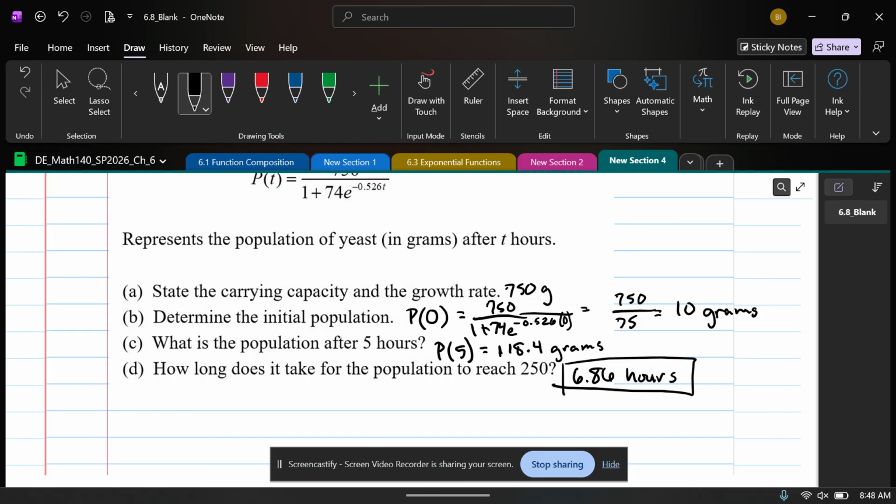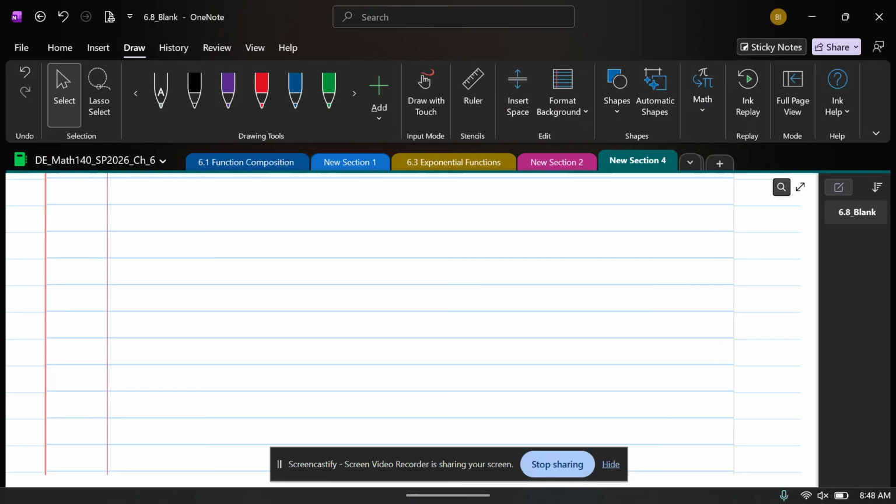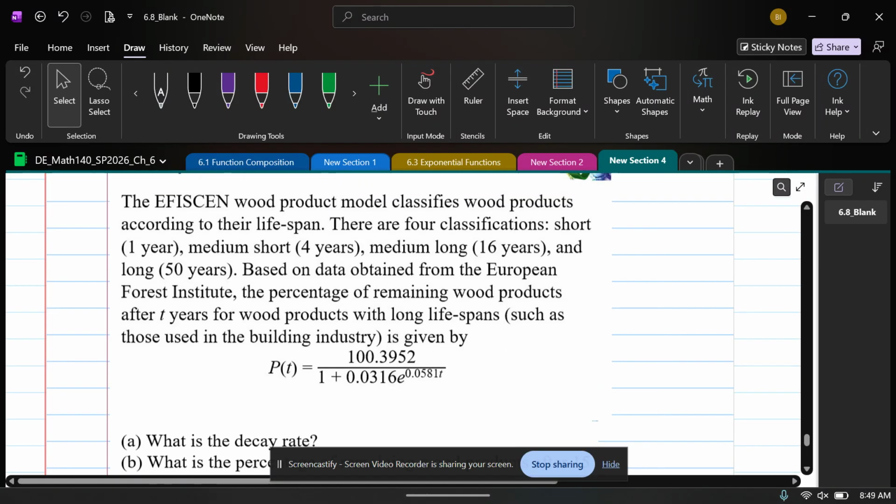6.86 hours to reach 250 grams of yeast using that logistic model. You could set that equation equal to 250 and solve it, but you can do it with the calculator as well. All right, one last problem. Got a logistic model for wood products.